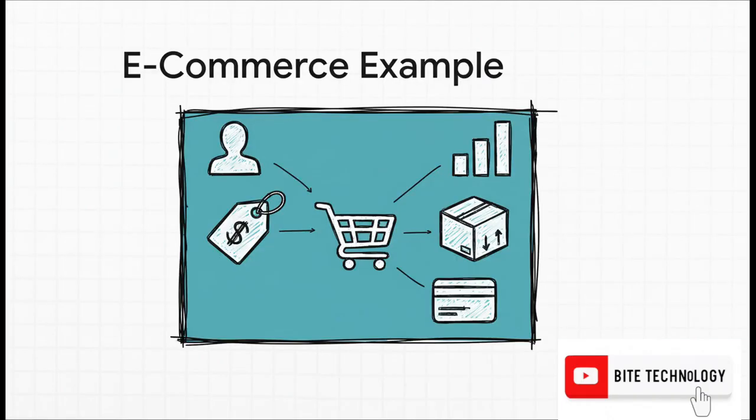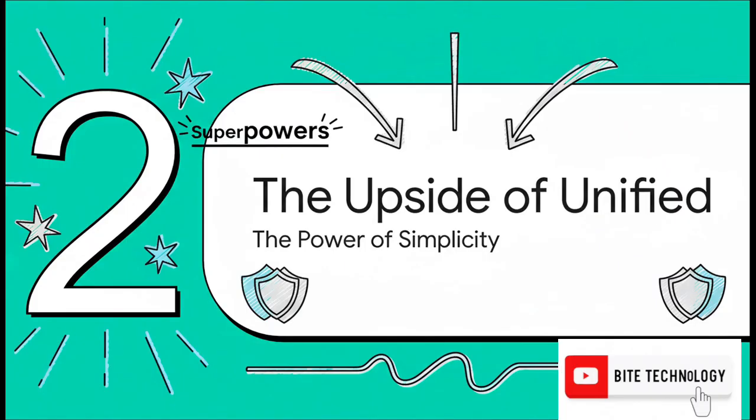Let's make it real with an e-commerce app. In a monolith, the code that handles your user profile is literally right next to the code that processes your payment, which is right next to the code that updates the inventory. They're not just neighbors. They're all roommates in the same house, sharing the same resources, all part of one big, tightly knit application. Okay, so with all that tight integration, what's the upside?